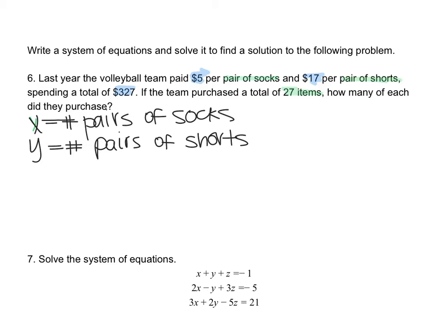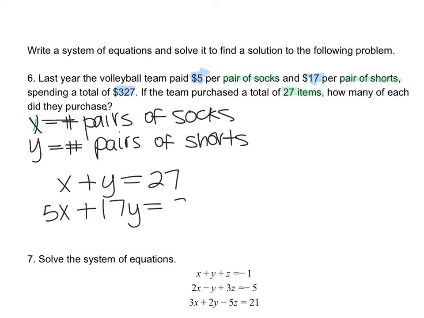So when we set up our system, one of our equations has to represent the total amount of items purchased. So when we add our pairs of socks and our pairs of shorts together, we have to get 27. We also know the amount of money they spent per socks and shorts for a total amount of $327. So $5 per pair of socks plus the $17 per pair of shorts is going to give us the total spent, $327. We now have a system of equations that we can solve using elimination.